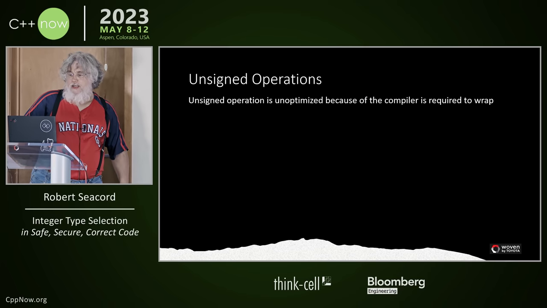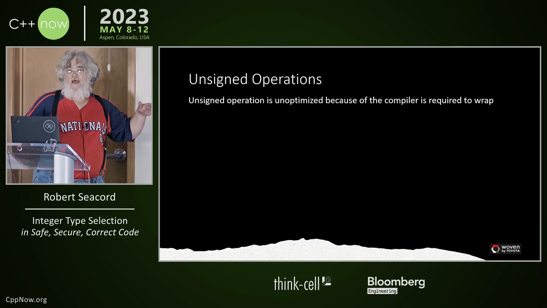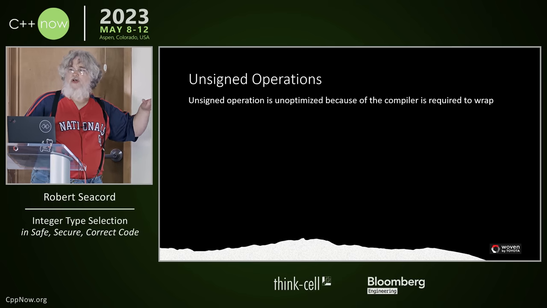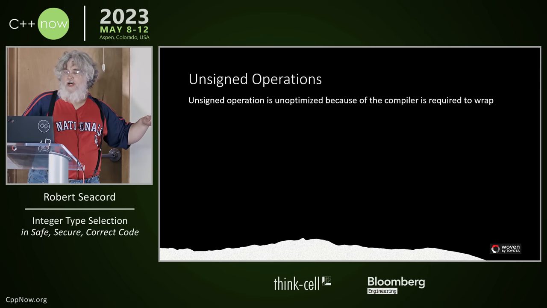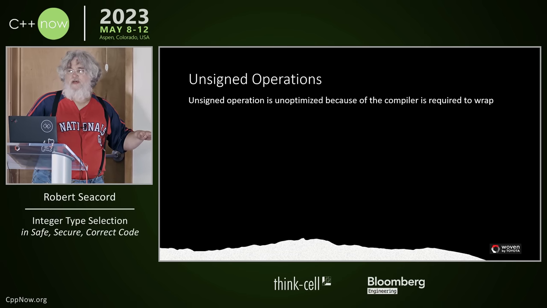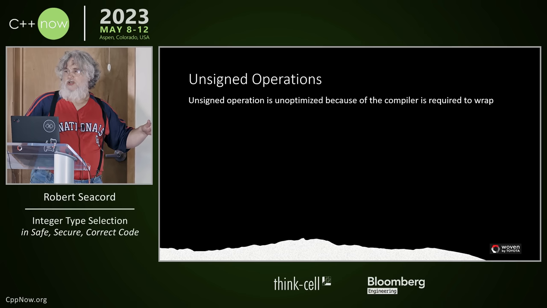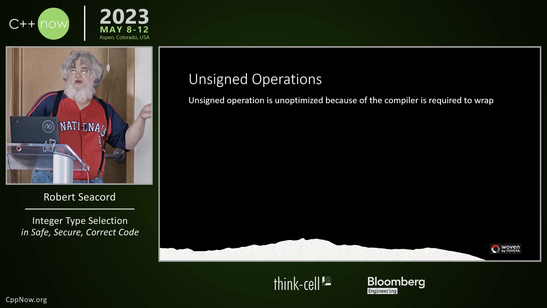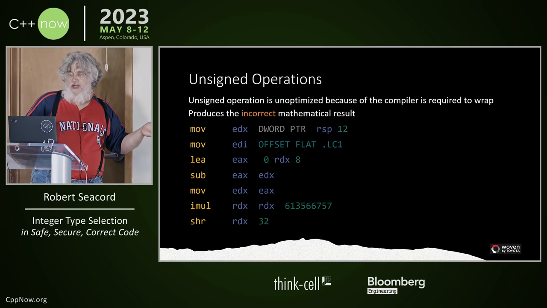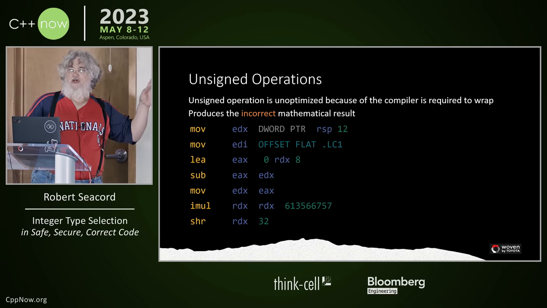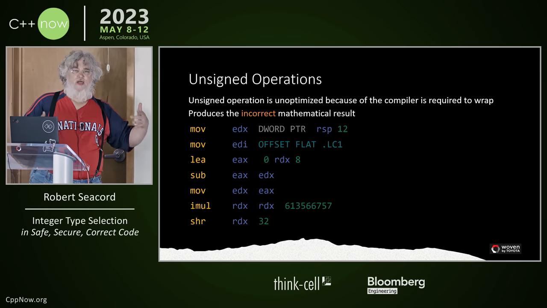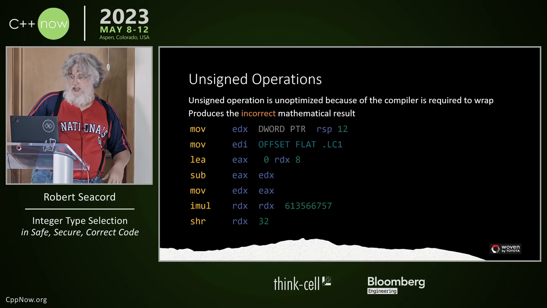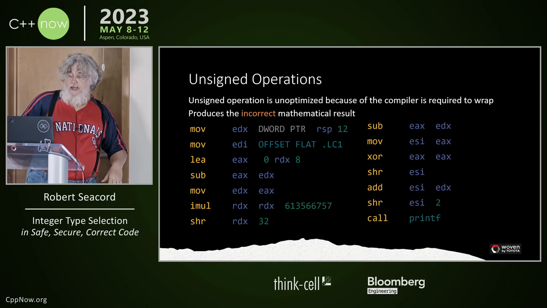For unsigned, the thing is that there's no error in that code, right? It's well defined. So the compiler is required to produce the result that you asked for. What you asked for was to multiply this large number by 7, which is going to wrap around, and then do this division and get this mathematically incorrect looking result. And there's quite a bit more code to do it.